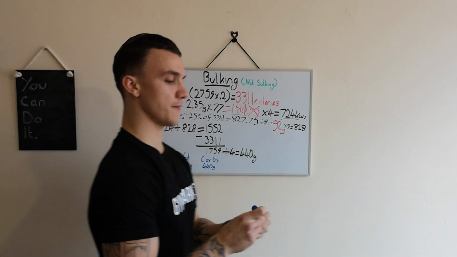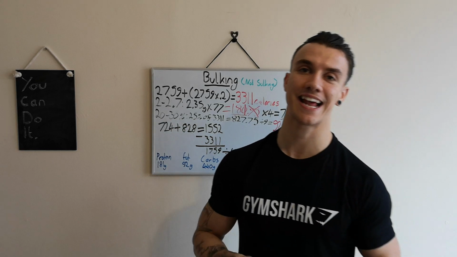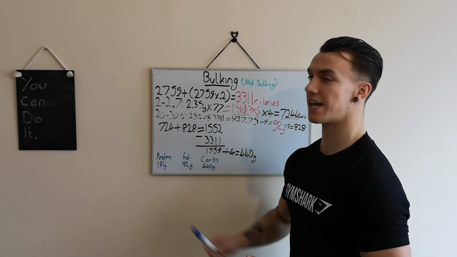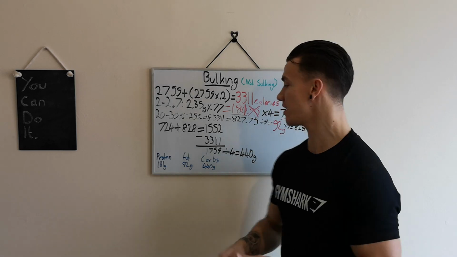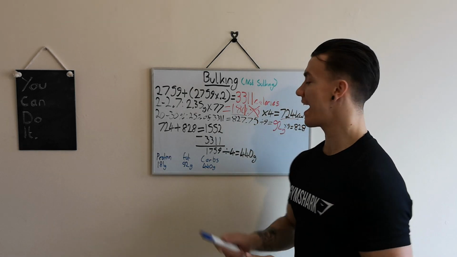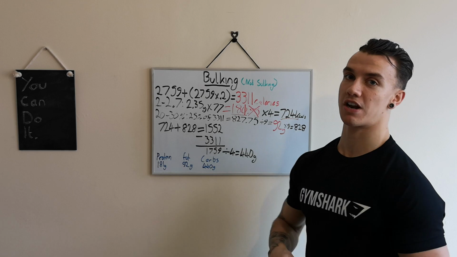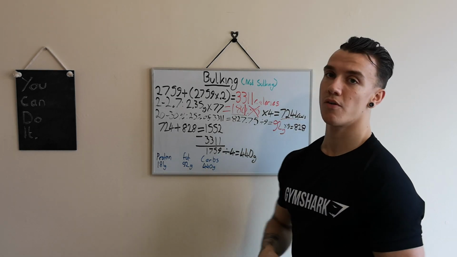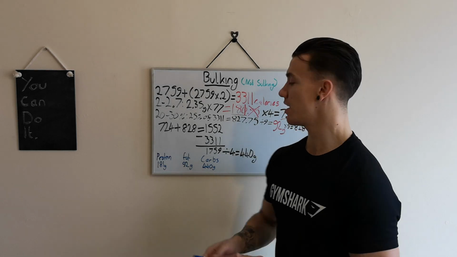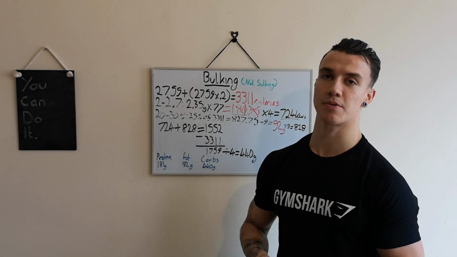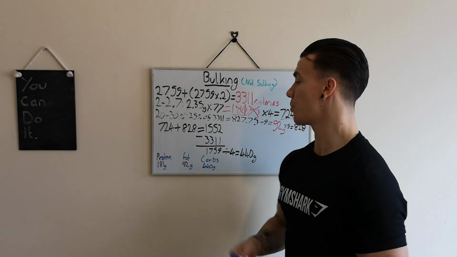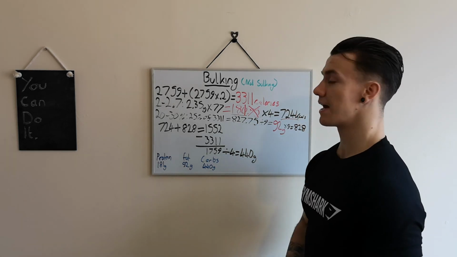Right, so guys, now we have calculated our bulking macros. What we have is 181 grams of protein, 92 grams of fat, and 440 grams of carbohydrates. Like I said, if you do struggle to consume 440 grams of carbohydrates, you can increase your fat intake because it will help you reach your calorie needs without feeling as bloated. So yeah, that's that.